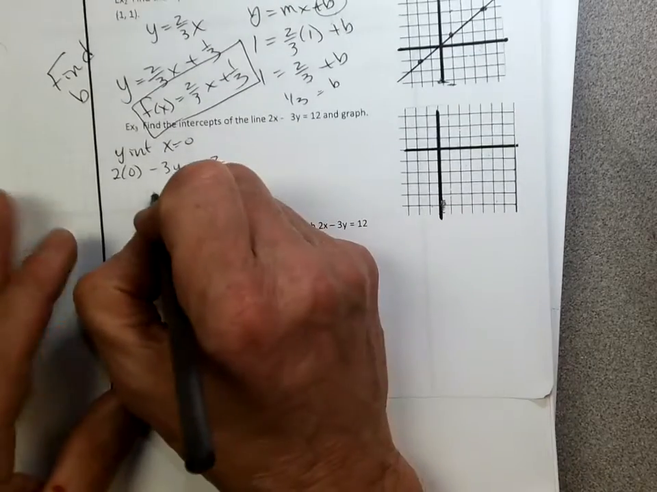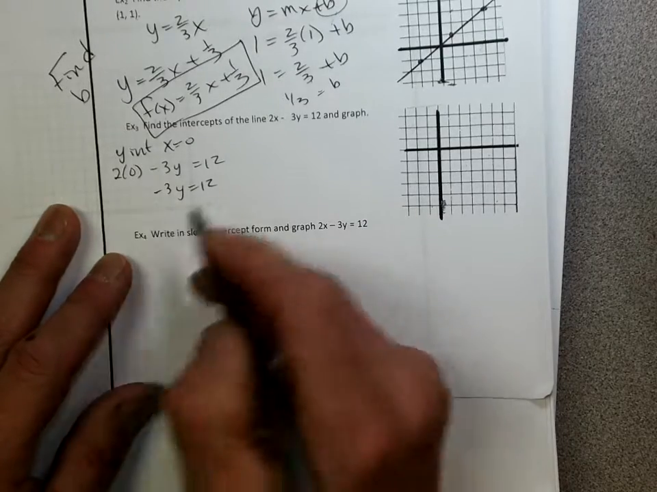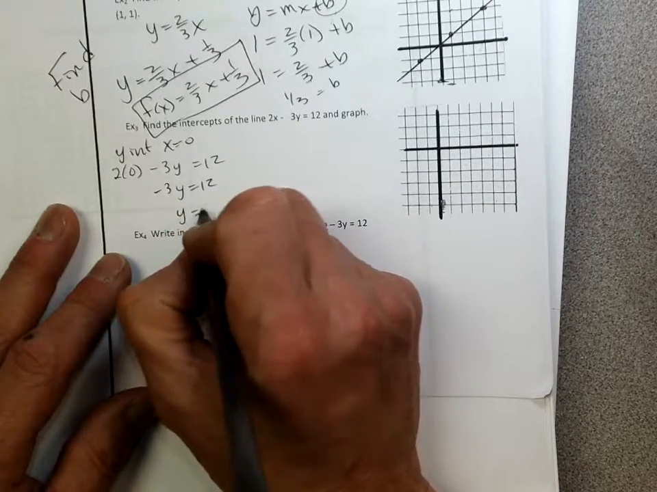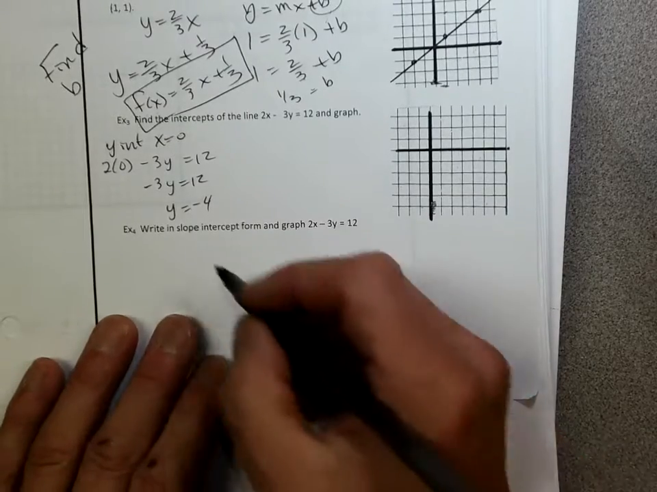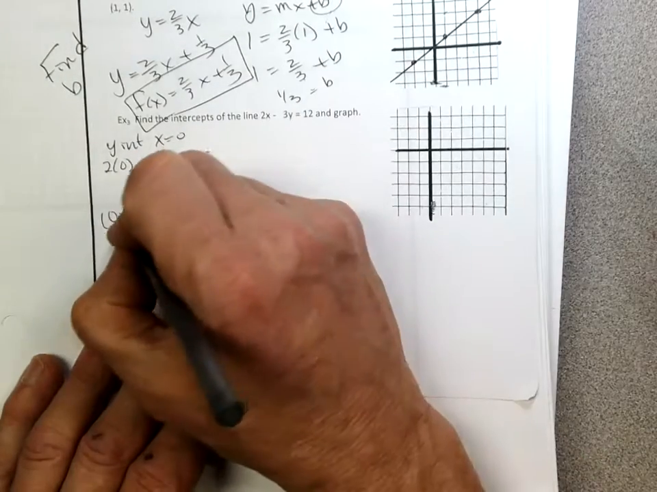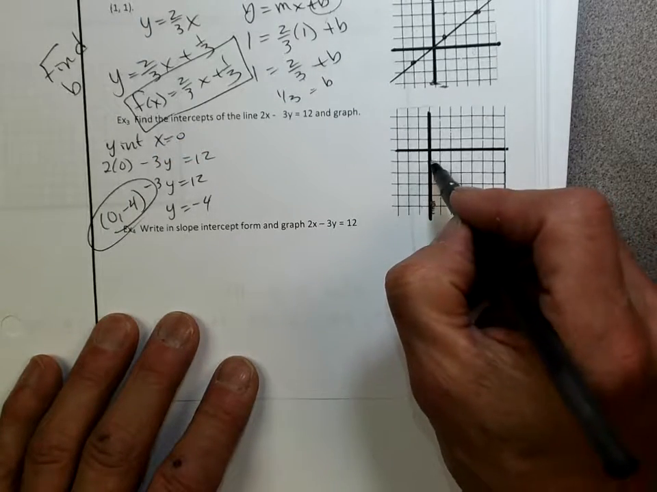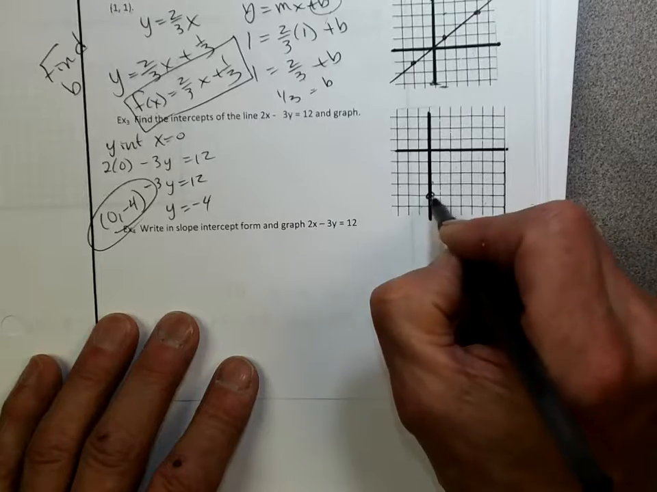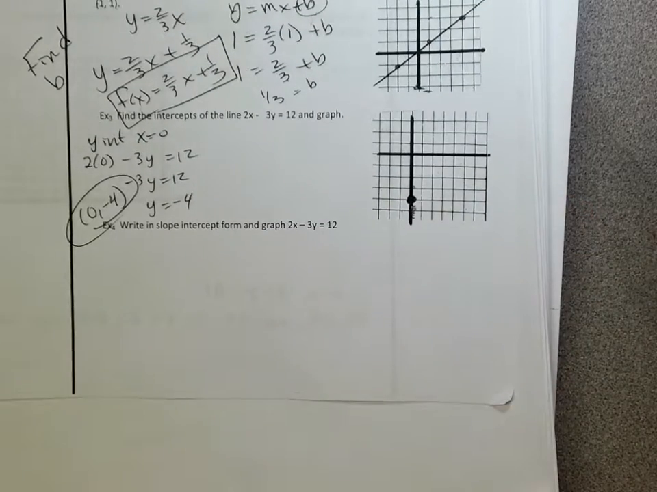That's easy. Negative 3y equals 12, right? Because 0. Divide and I get negative 4, okay? So I have a y-intercept of 0, negative 4. Right? 1, 2, 3, 4. There it is. So let's graph the point, okay?